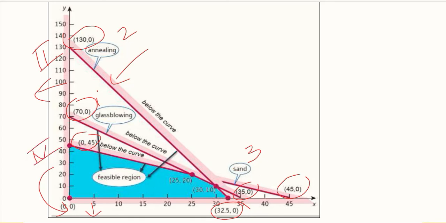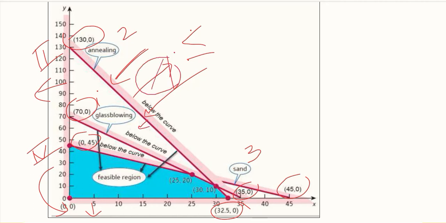And if we talk about these pink areas, it shows that above this constraint there is no possibility, because this is a constraint and we have used the sign less than or equal. It means that at max we can be on this line and below this line, but we cannot be above this line.